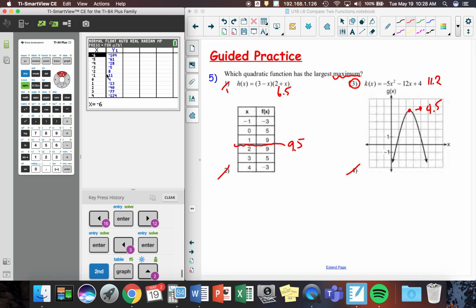And the number directly in the middle I see is 11. Right? That's the highest number that we have here. We know it's going to go up just a little bit more because we calculated it to be 11.2. But we know 11 is much bigger than 9.5. So hence choice 3.